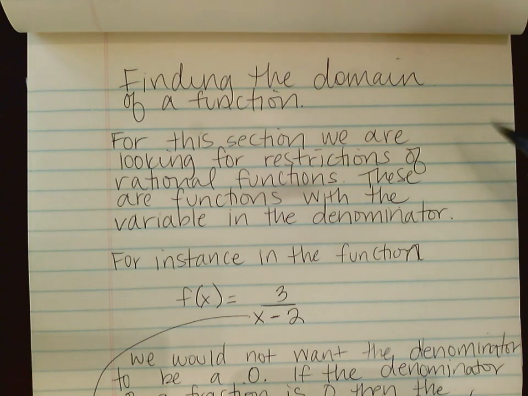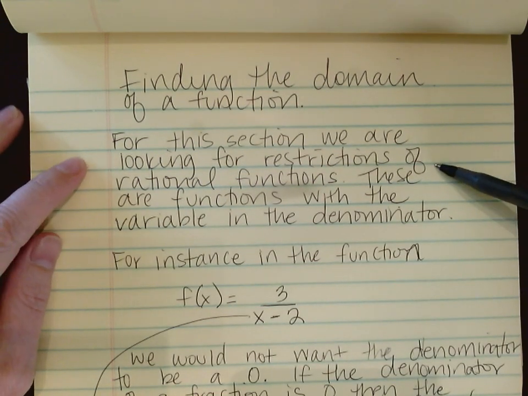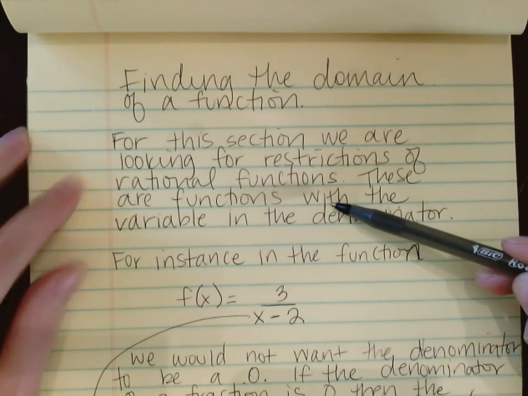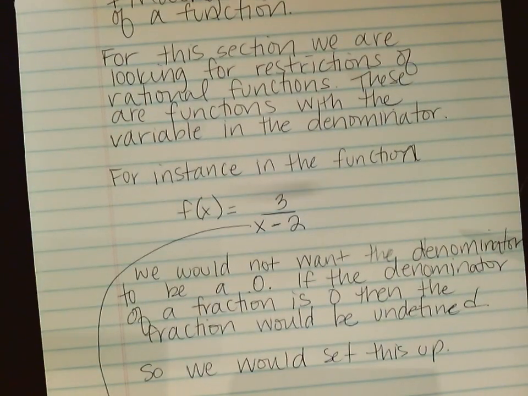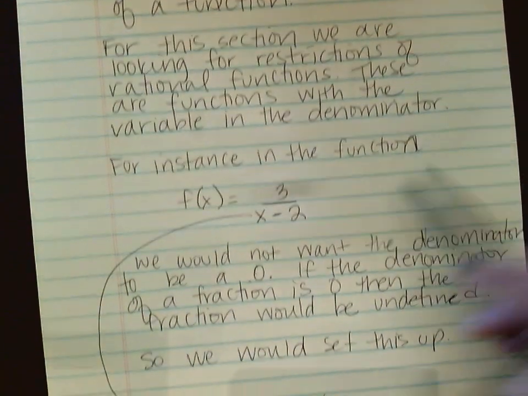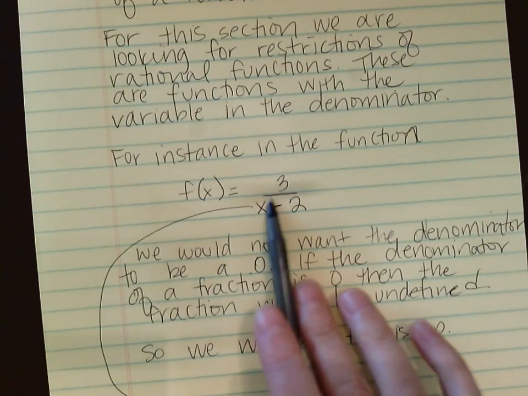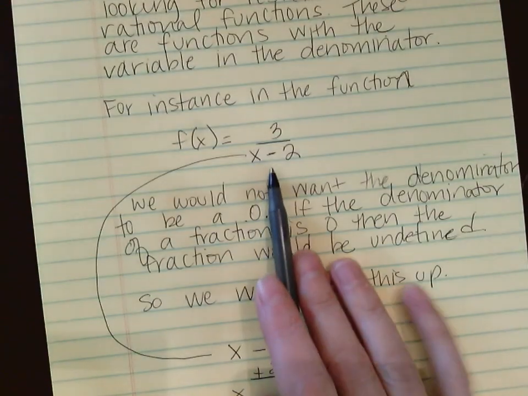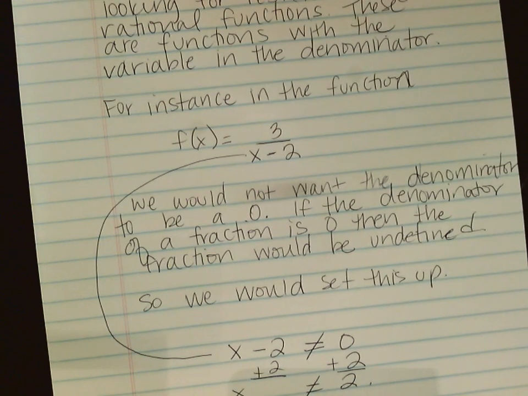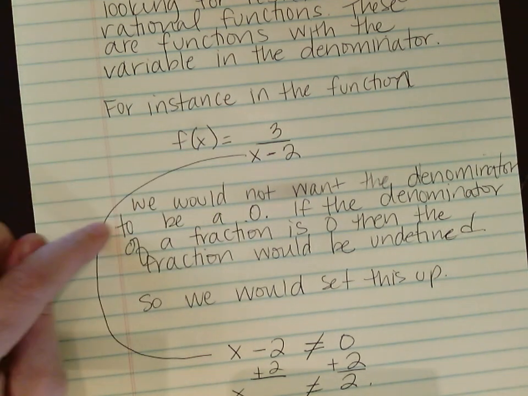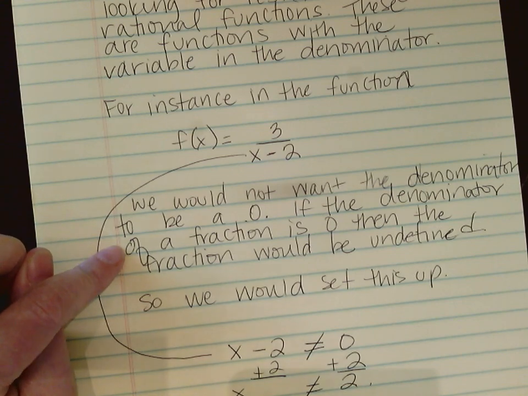Okay, for this particular section, we are looking for restrictions on rational functions. These are functions that have the variable in the denominator. For instance, a function that looks like this. The reason that this would have a restriction, or a number that x cannot be, is because the denominator of a fraction cannot be 0. If the denominator of a fraction is 0, then the fraction would be considered undefined, right?